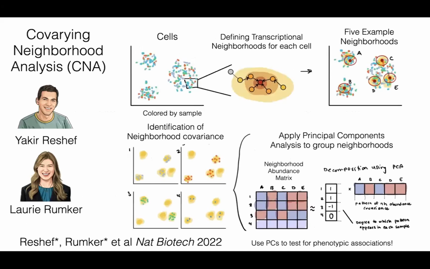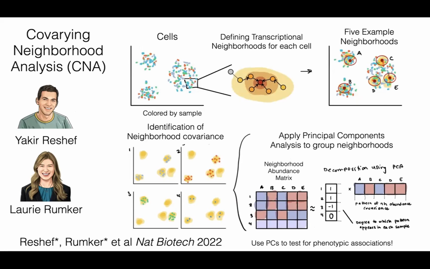So we developed a nice method a year or two ago, led by Kira Sheff and Lori Rumker, where what we did was we basically look at every cell, do a random walk to define neighborhoods of cells. And then we defined these 5 example neighborhoods as indicated on the right.